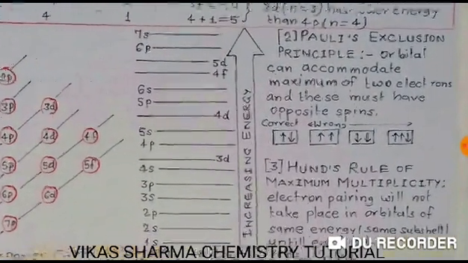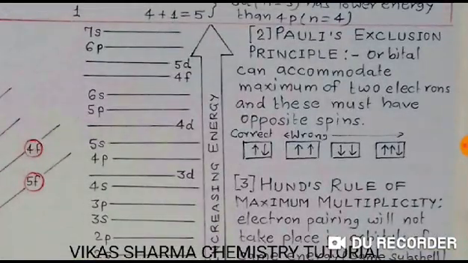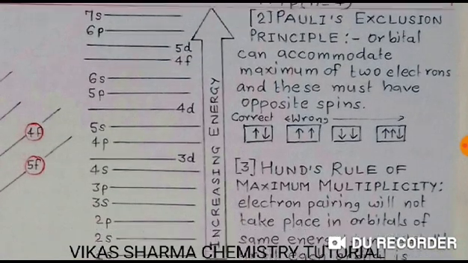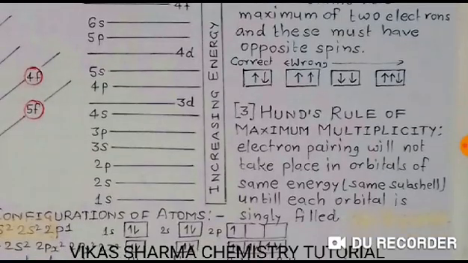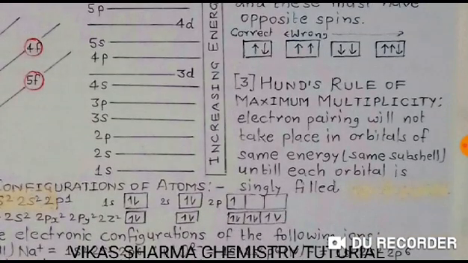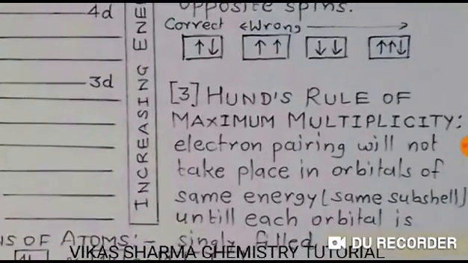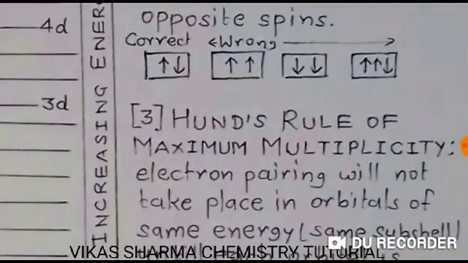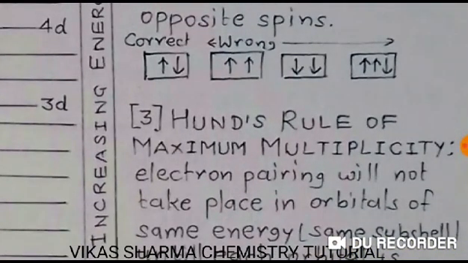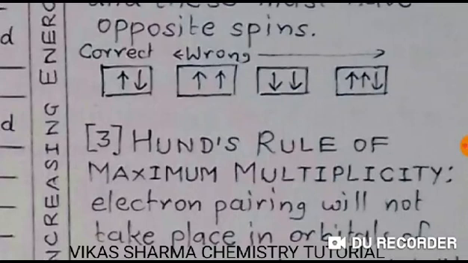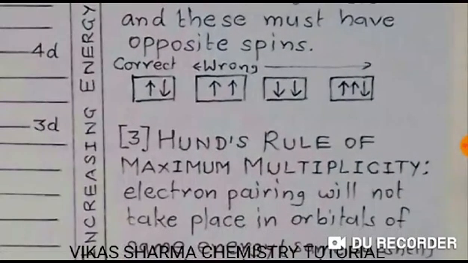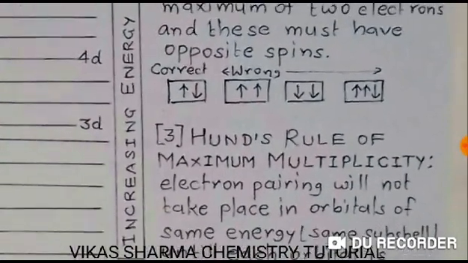Students, next theory is Pauli's exclusion principle. An orbital can accommodate a maximum of 2 electrons and these must have opposite spin. You have seen on the display. Correct, wrong. Opposite spin is the correct filling. Wrong is not the same direction; two electrons with the same spin are not held in the orbital.